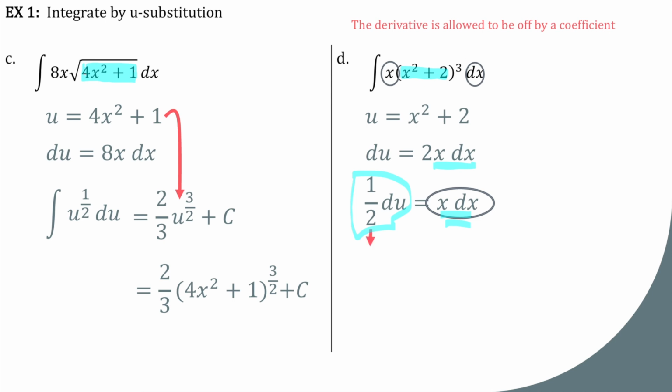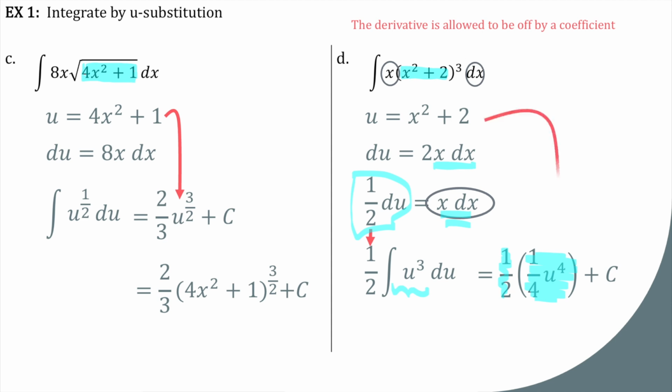Okay, now the 1/2, I'm just going to pull that to the outside of the integral. And then I've got u cubed du. Add 1, divide by it. Okay, so my 1/2 is still on the outside. The antiderivative of u cubed is 1/4 u to the 4th. And then you can multiply that 1/2 back in and plug in your u.